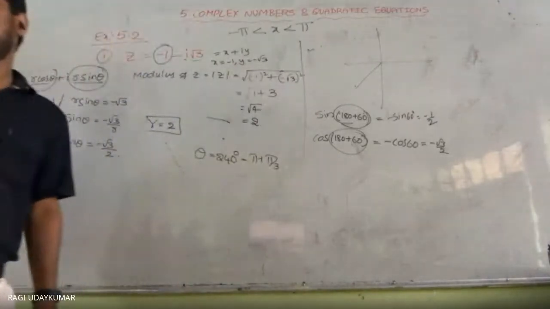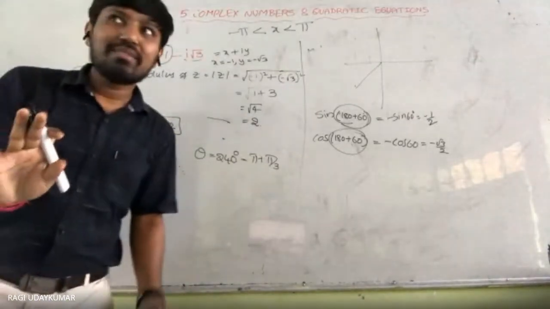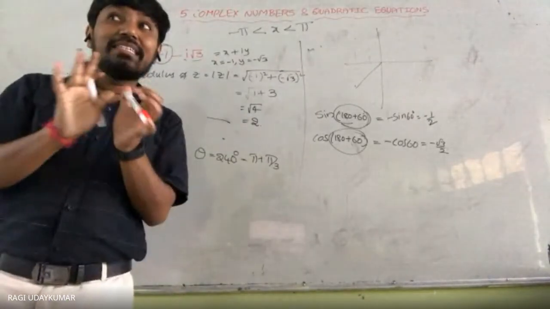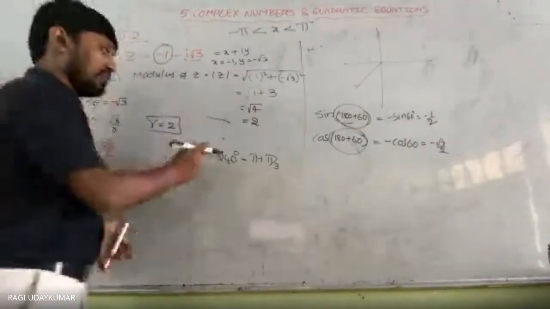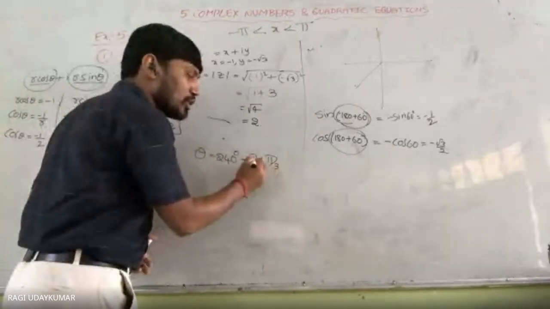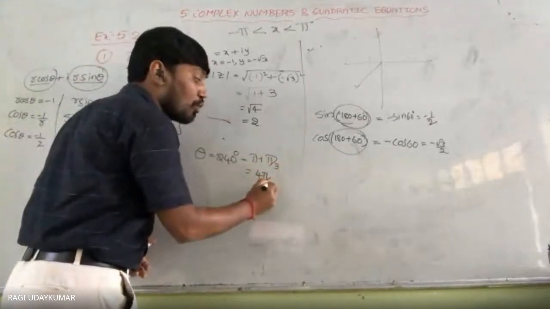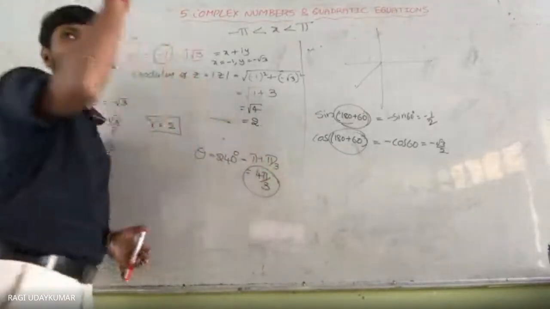It should lie between those two limits. Here the question is not asking for the principal argument, only the argument. Unless specified, you have to take the principal argument; otherwise, you take the normal one. So this angle is going to be 4π/3, which is the argument.